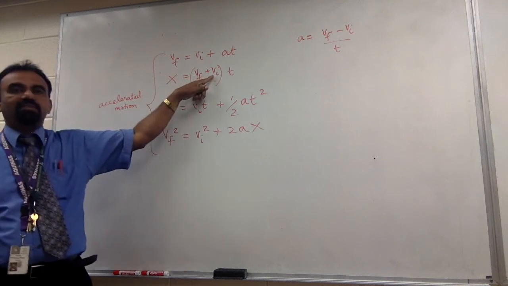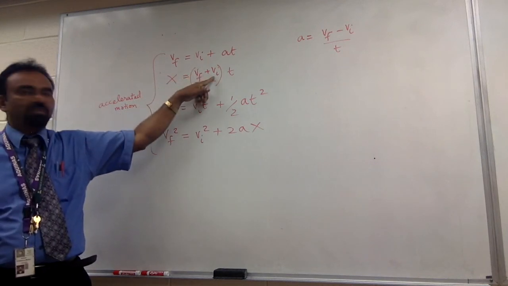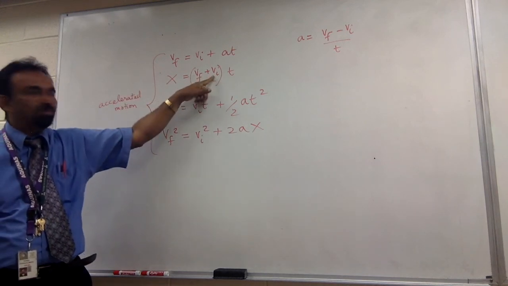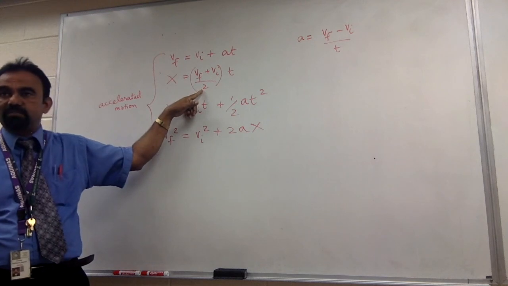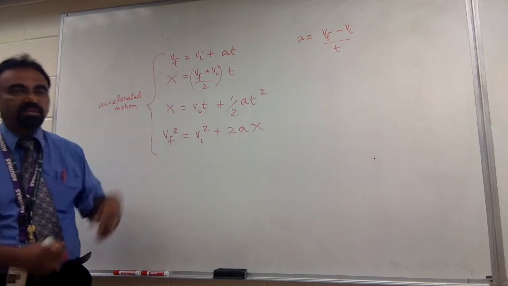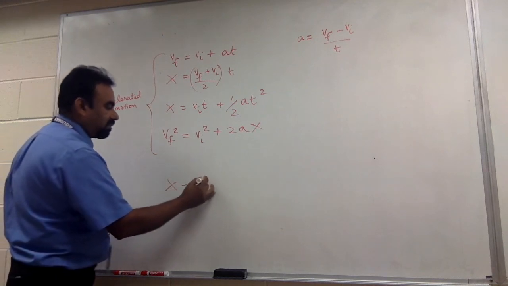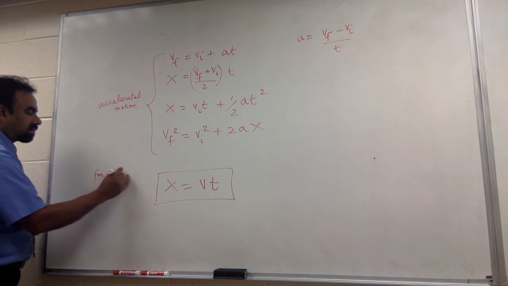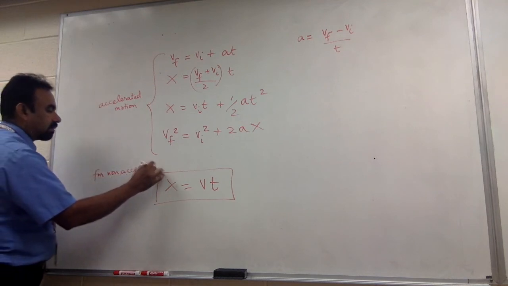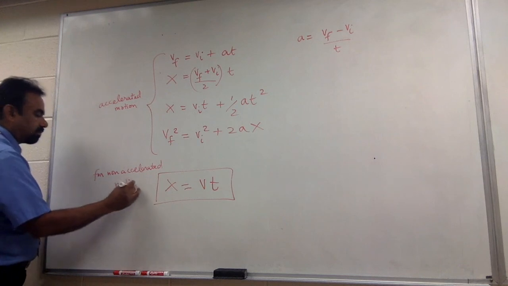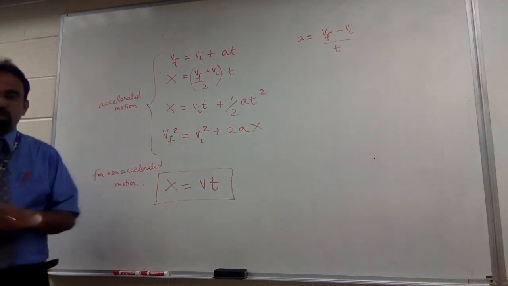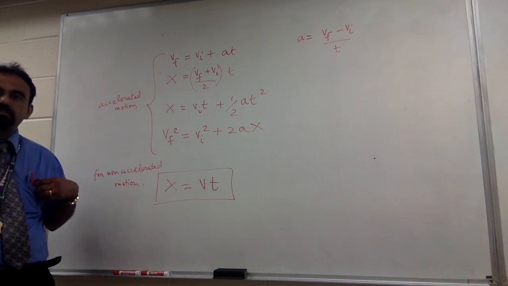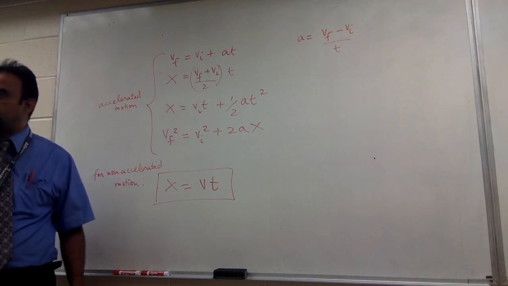So if Vf and Vi are the same, then imagine this is V and this is V. So that will become 2V. 2V divided by 2 is V. So x is equal to Vt. This is the only equation you're going to use for non-accelerated motion. For non-accelerated motion, the only equation you're going to be using is that. Only one equation for no acceleration.